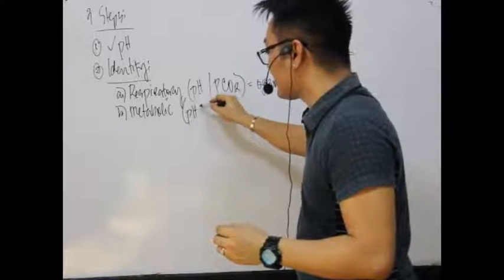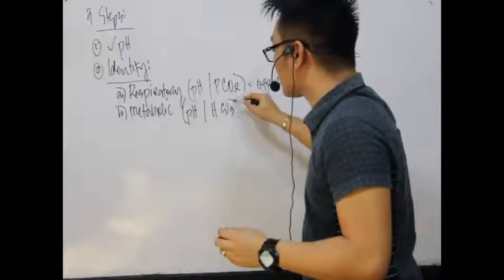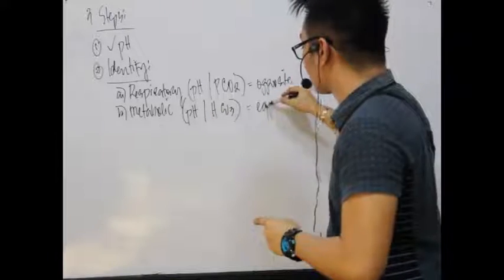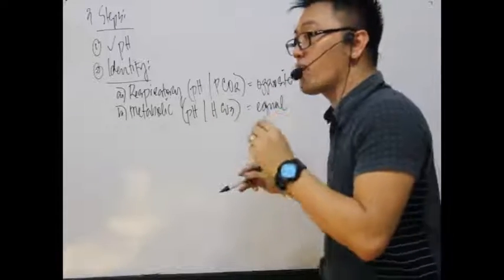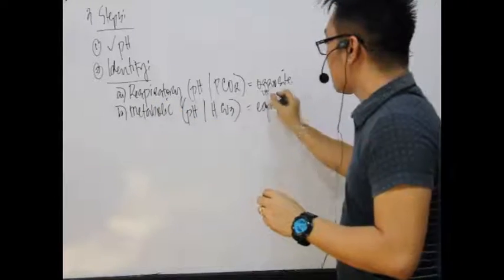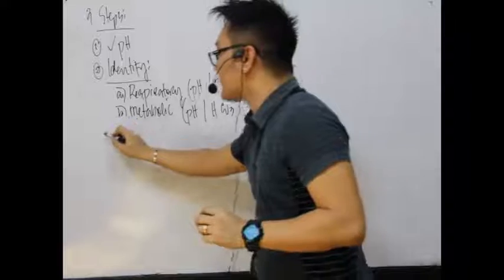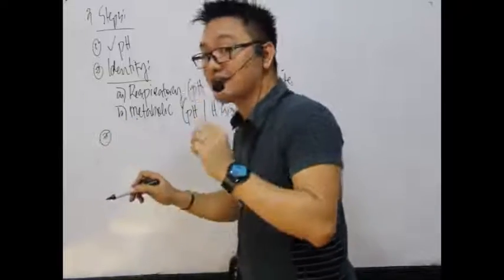Now, if you think that the problem is metabolic, what will you check? You check the pH and you check bicarbonate. Again, what is the relationship? Equal. Remember? Your mnemonic: respiratory, opposite. Metabolic, equal. Now, the third step is quite tricky.